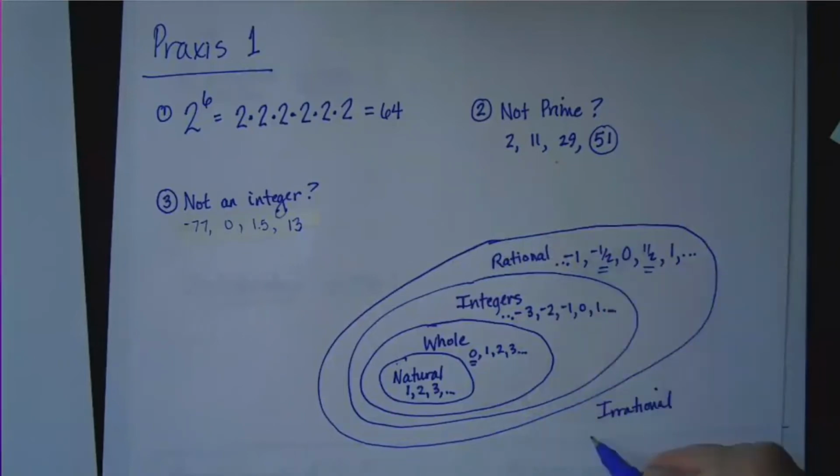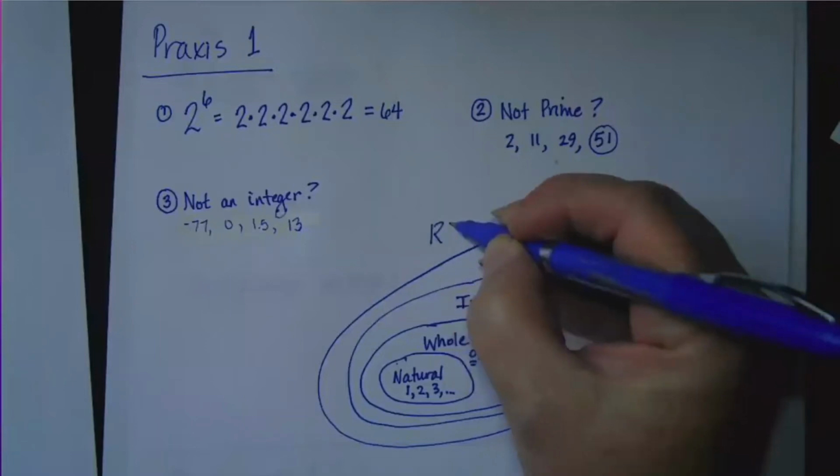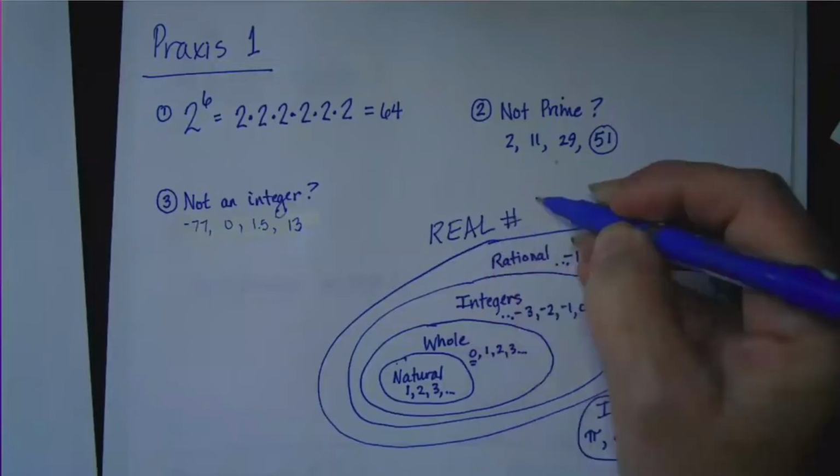Irrational numbers are numbers like pi and e. If you had higher level mathematics, you might remember e. The square root of 2 is also one, and the cube root of 5 is another example. All of these are irrational numbers. That means they cannot be written as a fraction, so if it is a decimal, the decimal never repeats and it never ends. It's irrational. And all of these together make up the real number system.